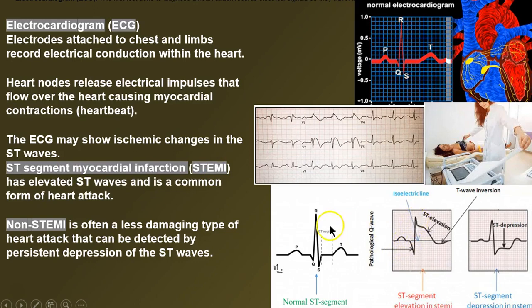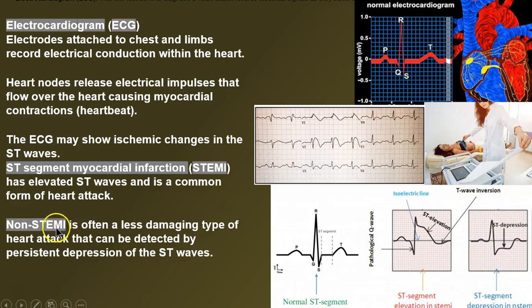And there you can see, okay, because look, here's normal, and here's the elevation, all right? And that can be serious. And there's also inversion waves I'm not going to talk about. But this little elevation of the ST wave can mean there's some muscle dying in the heart, which can cause death. There's also non-STEMI, which the ECG will show us there's a depression of the ST wave.